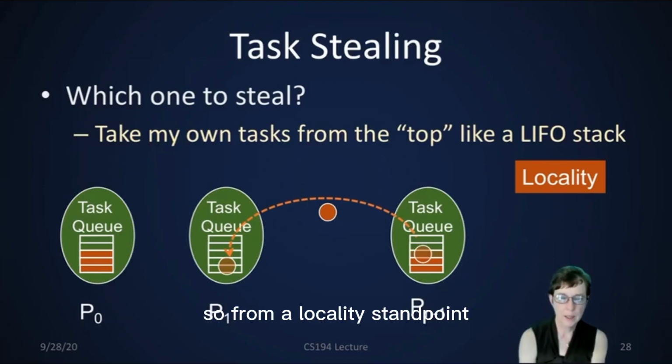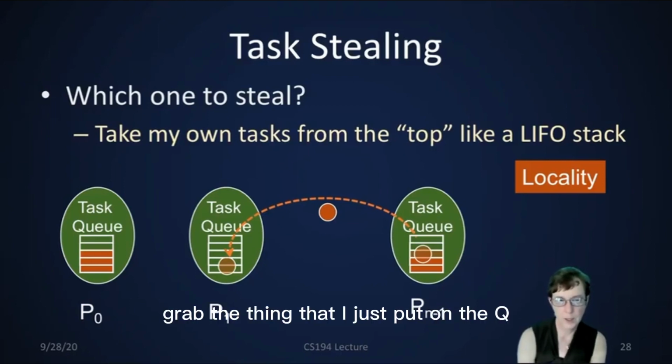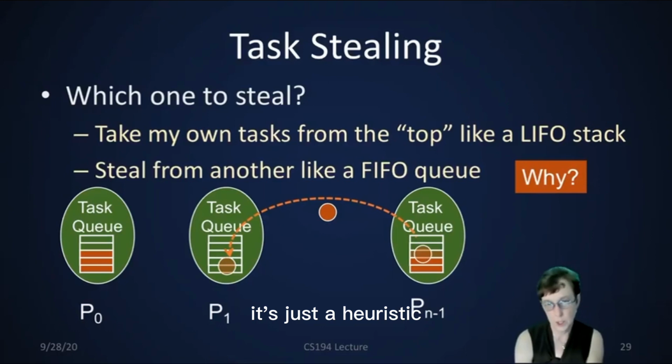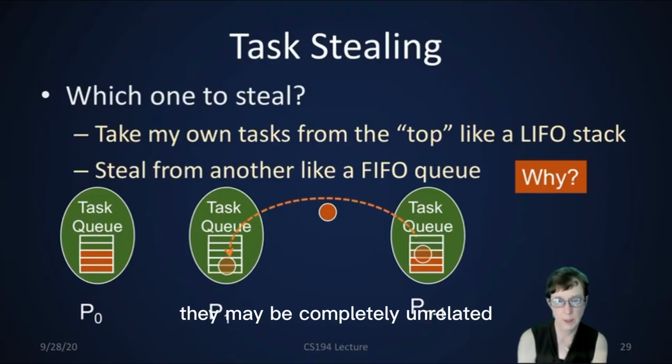So from a locality standpoint, I typically want to grab the thing that I just put on the queue because it might have some related data. It's just a heuristic. It's not always the case. They may be completely unrelated.